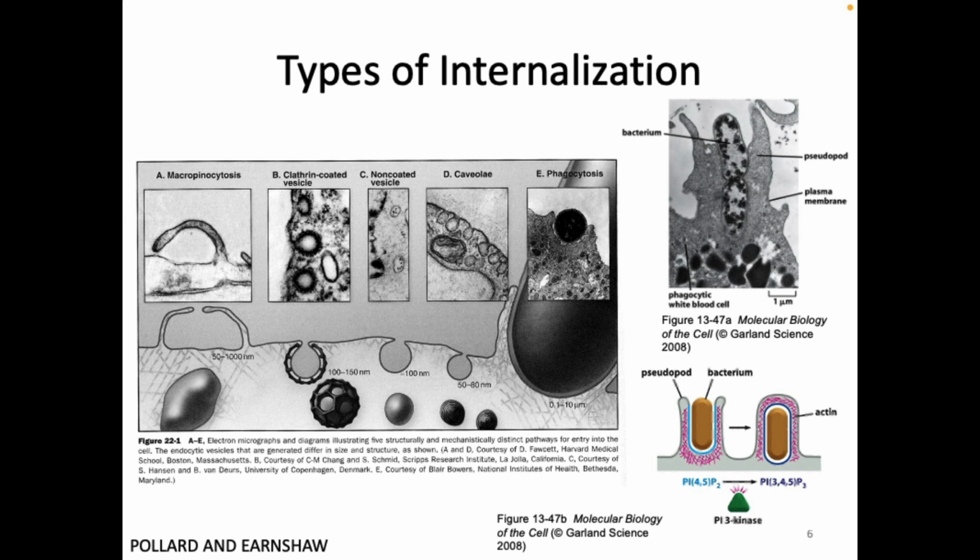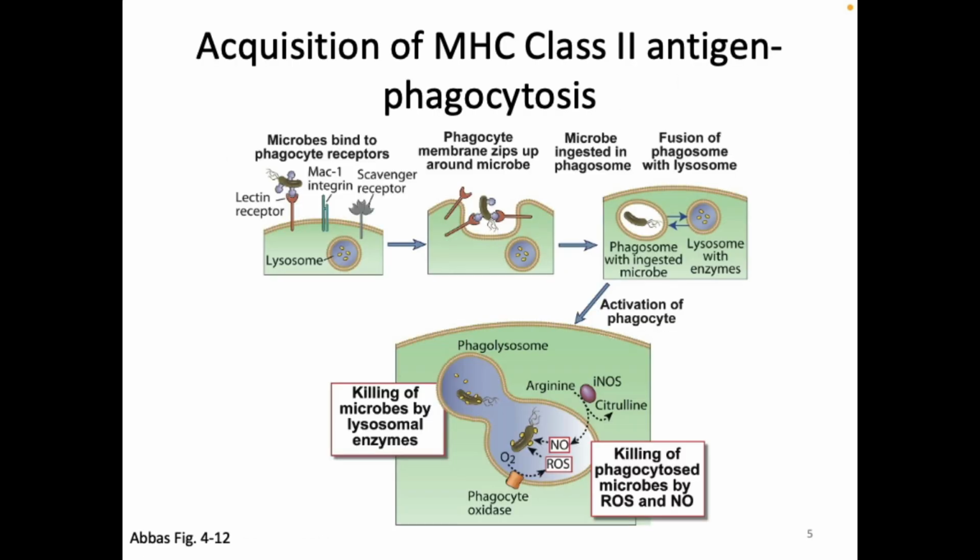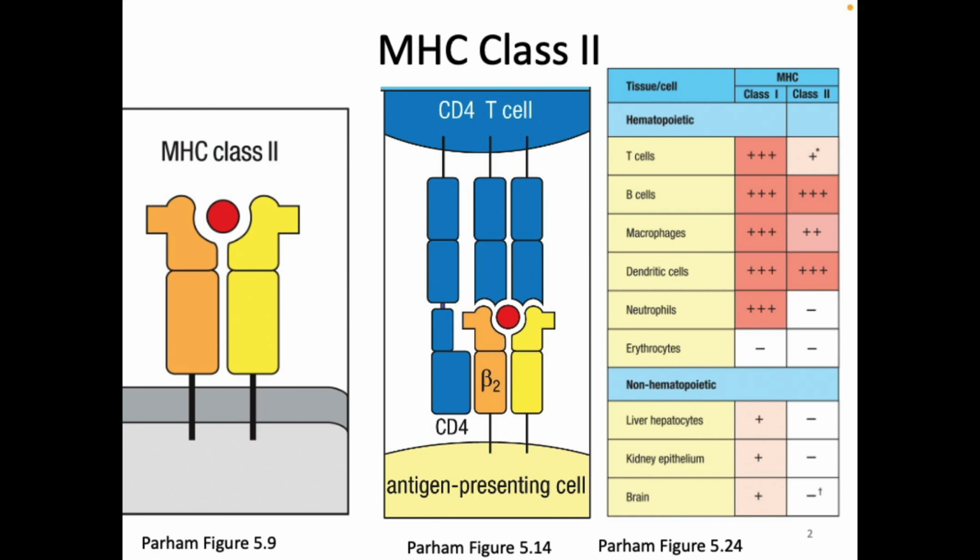The 3 cell types in your body that can do phagocytosis are neutrophils, macrophages, and dendritic cells. And that's it. Those are your 3 phagocytes. There are 2 things you should notice if you think about that list of 3 cells in your body that can do phagocytosis. First of all, can all 3 of them present on MHC Class II? No. Neutrophils do not present on MHC Class II.